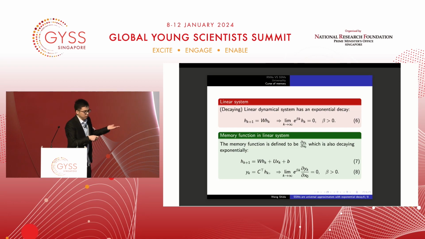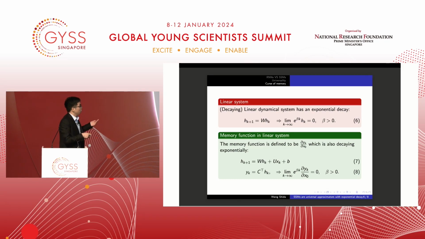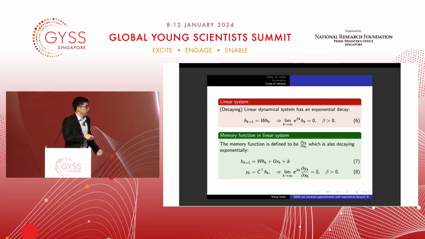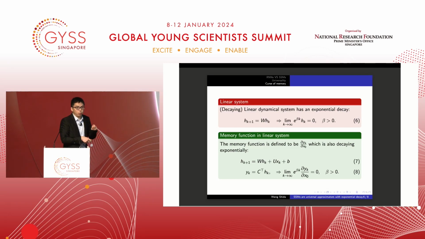There is no input coming. For a linear system with input and output, we can define a memory function. This memory function characterizes what the system memorizes about the previous input, like x_0. We use this function to prove a similar result: the memory of x_0 in output y_k is decaying exponentially. This is just a natural result of the above hidden state decaying.